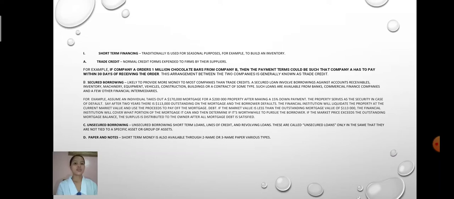B. Secured borrowing. Likely to provide more money to most companies than trade credit, a secured loan involves borrowing against accounts receivable, inventory, machinery, equipment, vehicle, construction, buildings, or a contract of some type. Such loans are available from banks, commercial finance companies, and a few other financial intermediaries.